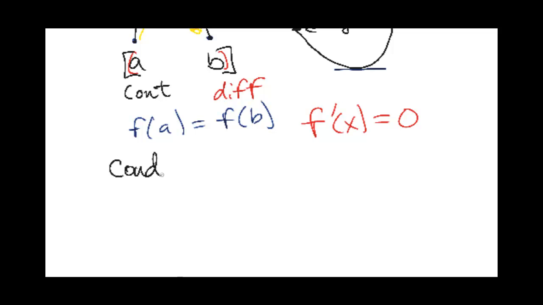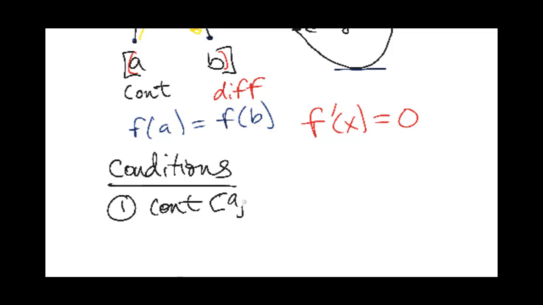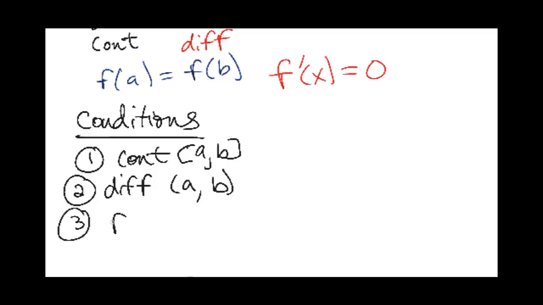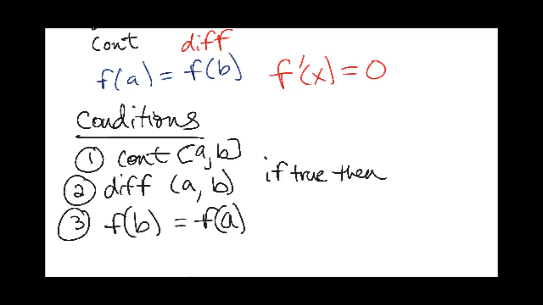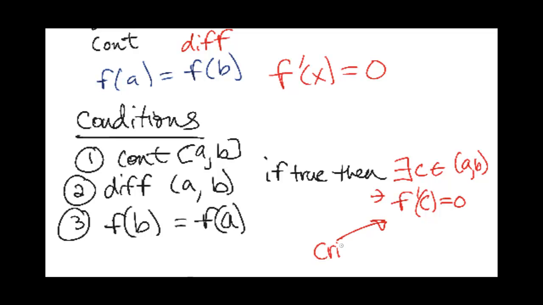So the conditions are: 1, we're continuous on the closed interval a to b. 2, we're differentiable on the open interval a to b. And the third condition, f of b must equal f of a. And if all three of those conditions are met, what that tells you is, if true, then there exists a c that's an element of the open interval a to b such that f prime of c equals 0. In other words, there's a turning point, there's a critical point in between the two endpoints.